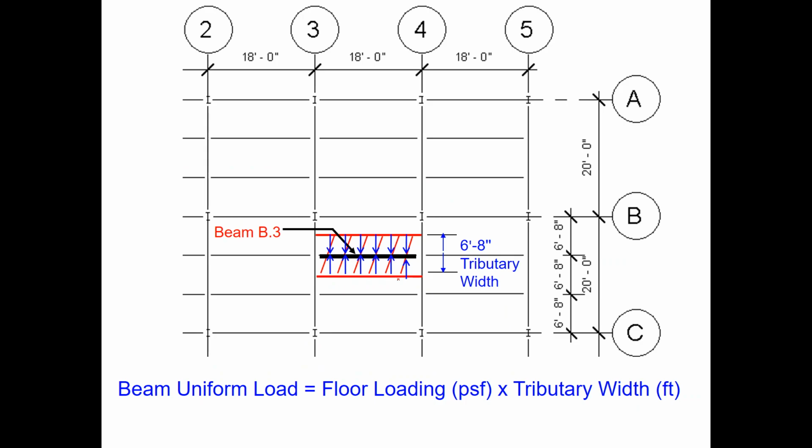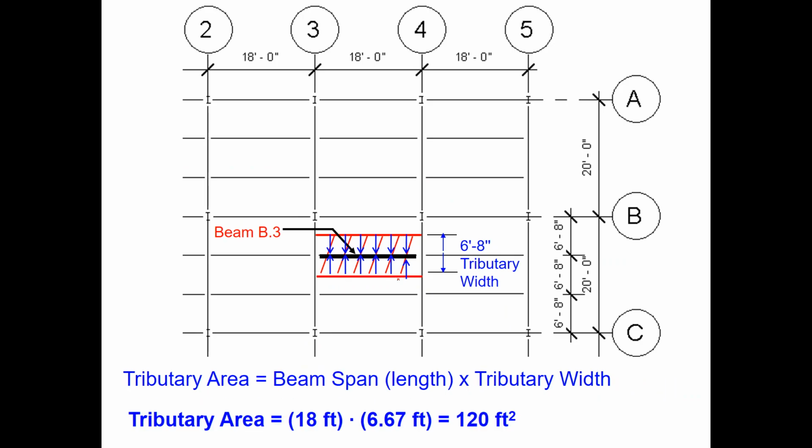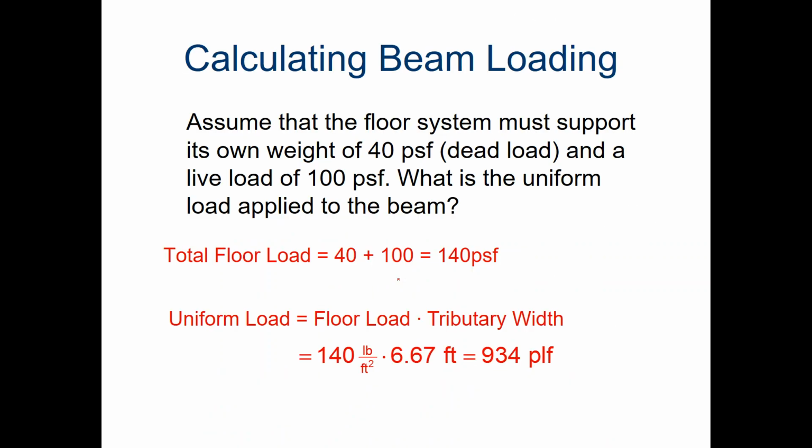Those arrows kind of show you what I was talking about there. And in order to calculate the tributary area, you want that tributary width and calculate the floor loading that ideally you would have. So the little example here is, assuming the floor system must support its own weight of 40 pounds per square foot and a live load of 100 pounds per square foot, what is the uniform load applied to the beam?